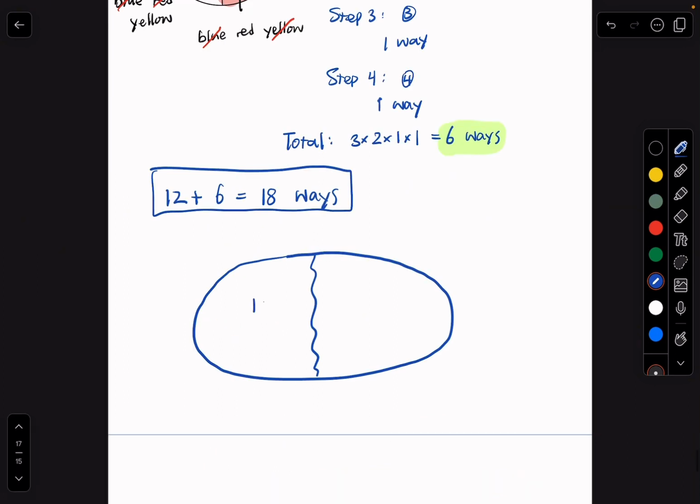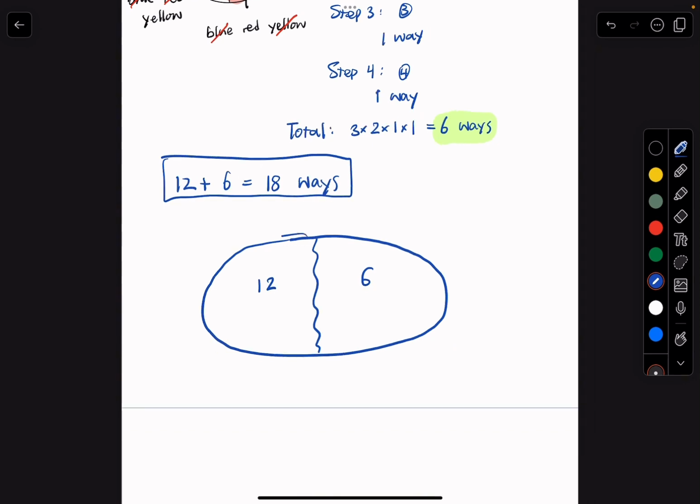So what we did is we used this tool to find there are 12 ways in the first case, and same thing, there are 6 ways in my second case. So of course, in order to find the total number of ways, we just need to add 12 and 6 together.